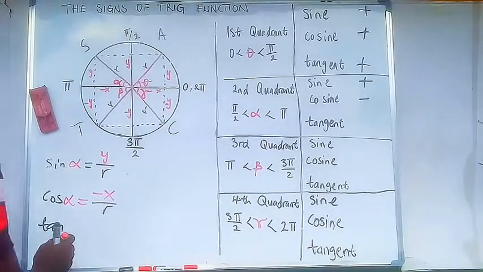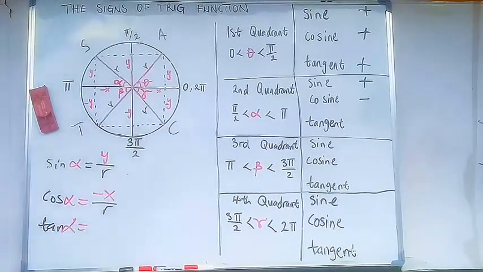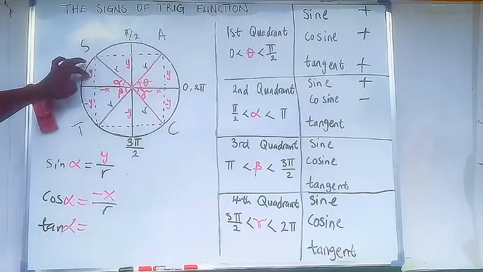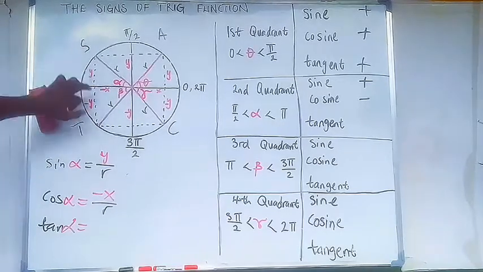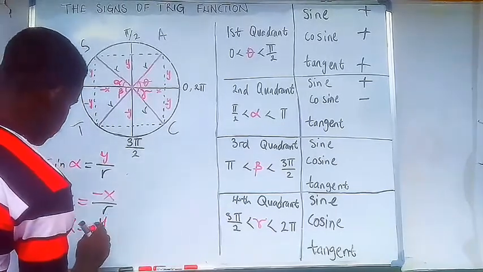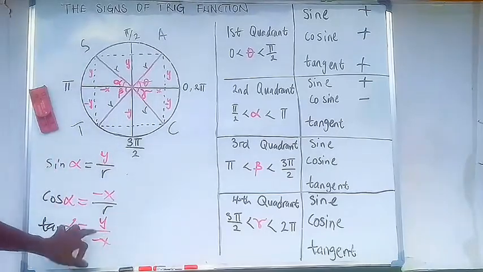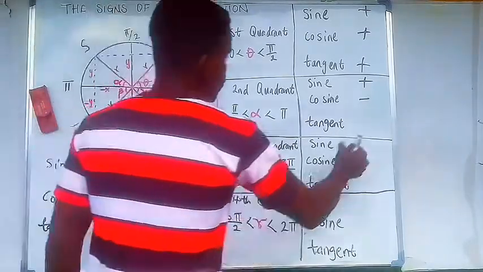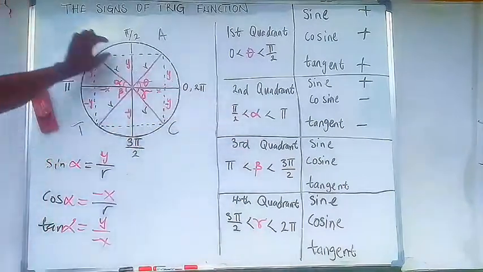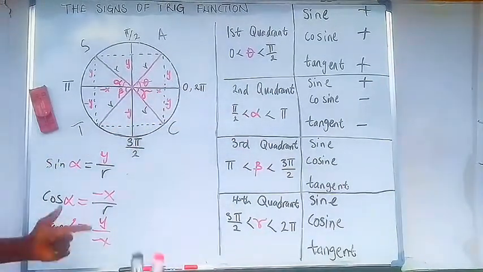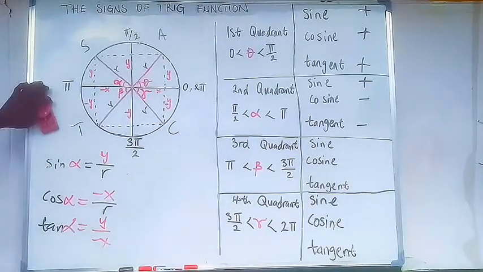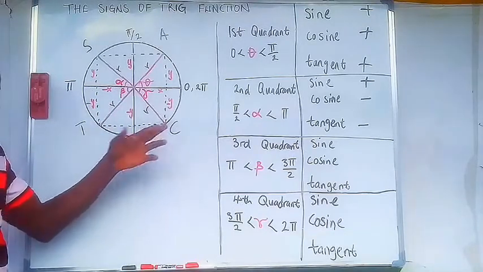Let's look at tangent of alpha in the second quadrant. We will notice that tangent is equal to opposite over adjacent, where we have y over negative x. So y here is positive, x is negative, therefore the result will be negative. So in the second quadrant, it's only sine that is positive, the rest are negative. Using the same method, I will allow you to do the fourth quadrant.